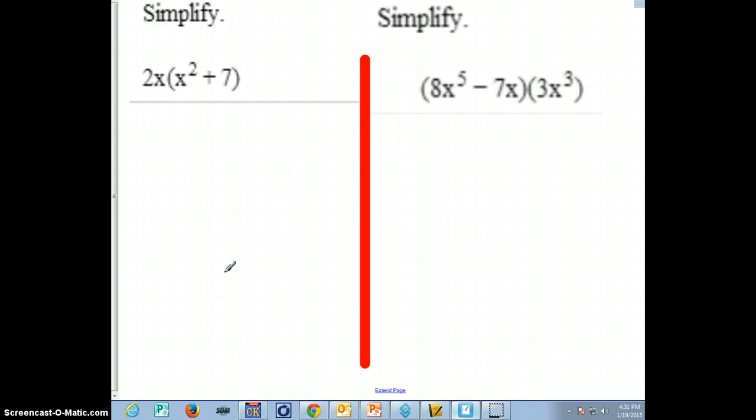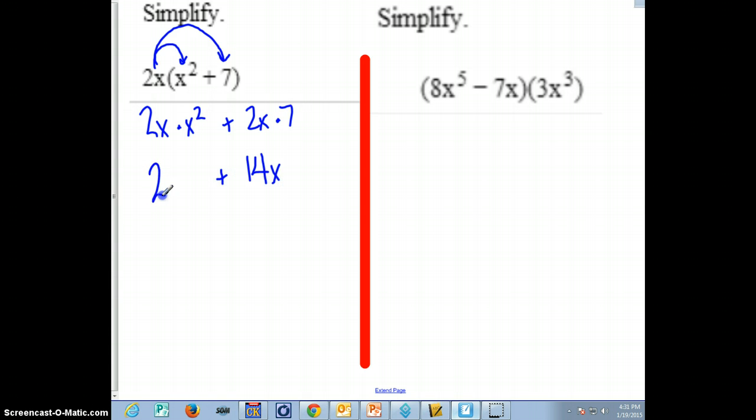Okay. This is the last little bit for this week. These 2. So first of all, this is going to be a distributive property, so I have to distribute this to both sides. So 2x times x squared plus 2x times 7. So this part's kind of easy. The 2 and the 7 together will give you 14. On this one, a 2 is out in the front. Assume there's a 1 there. So I'm going to add those exponents. So x to the 3rd.